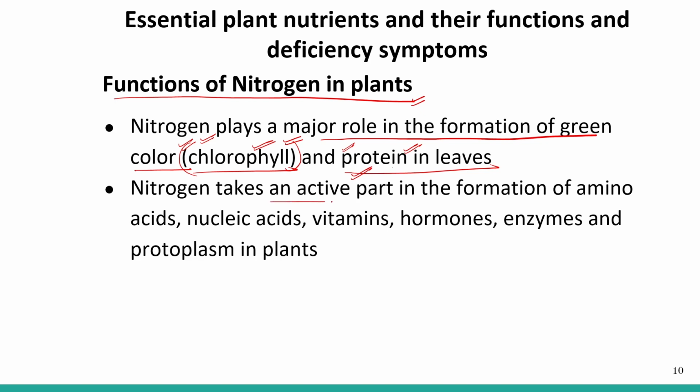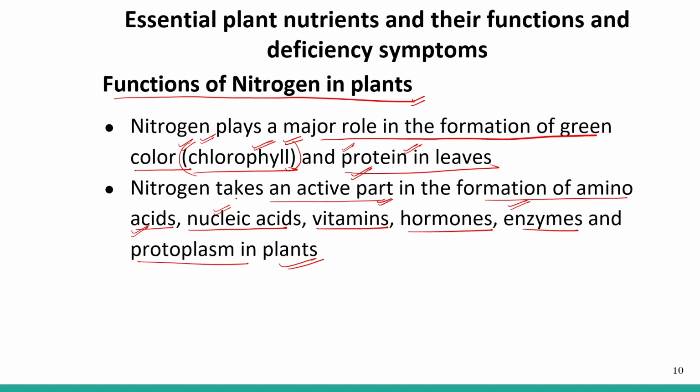Nitrogen takes an active part in the formation of amino acids, nucleic acids, vitamins, hormones, enzymes, and protoplasm in the plants. Right? So nitrogen takes an active part in the formation of amino acids. There are different amino acids that contain nitrogen.